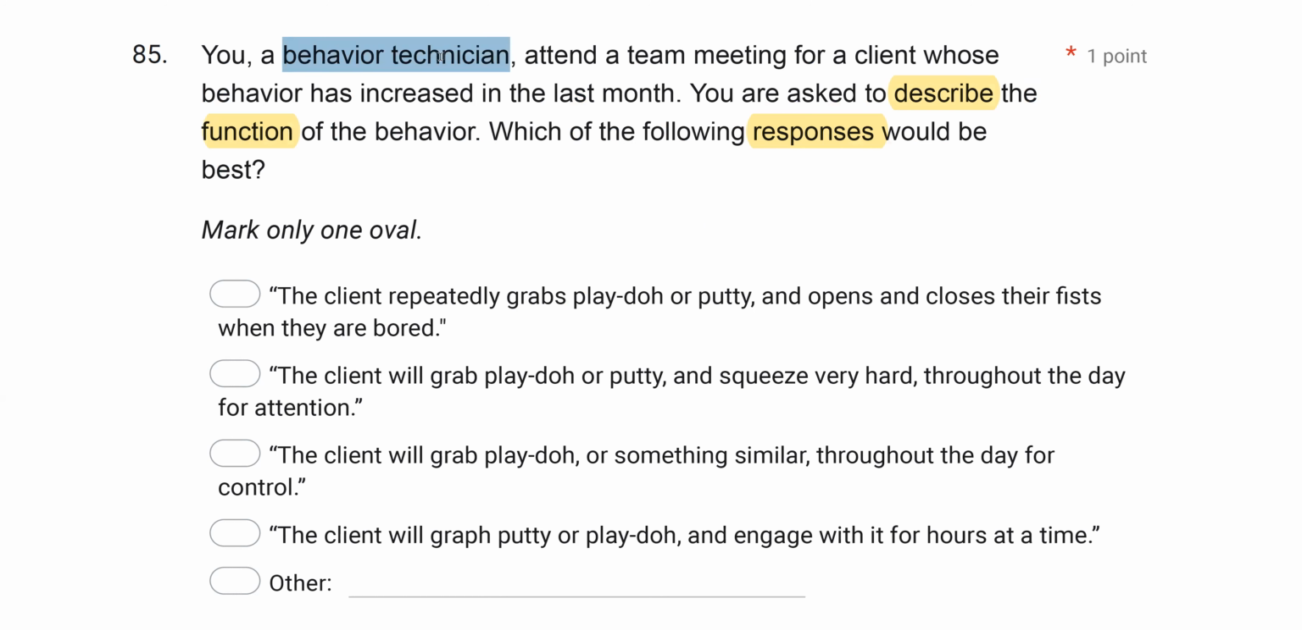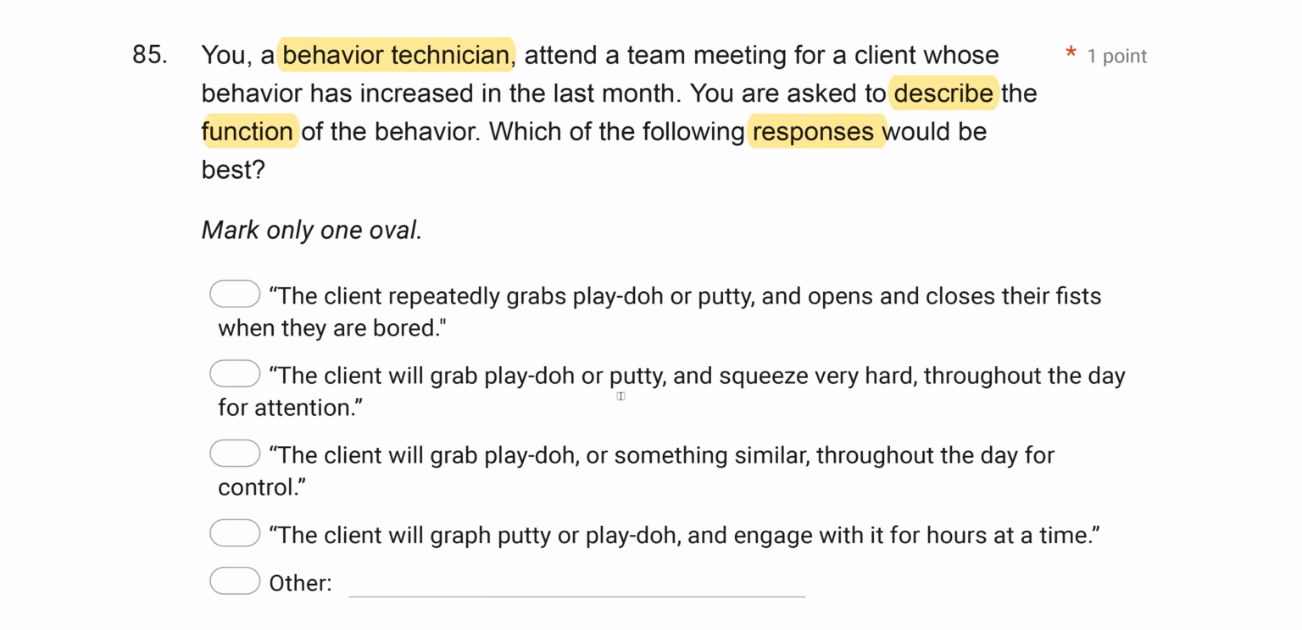So you're the behavior technician. We're looking for the best response describing the function. The response has to include a function. So A, the client repeatedly grabs Play-Doh or putty and opens and closes their fist when they are bored. All right, so regardless of what we said there, are any of our functions included here? No. The function is the reason the behavior is occurring. We have four main functions. Bored is not a function, so we're not describing a function in A.